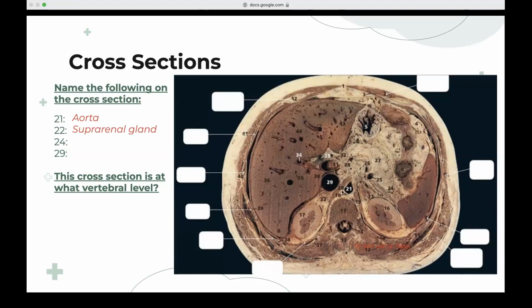24. Where's 24? Let's see. You have this structure coming in front of the kidney. It's anterior. The tail of the pancreas. Exactly, the tail. You can see here is the spleen, and then you've got the tail of the pancreas. Okay.